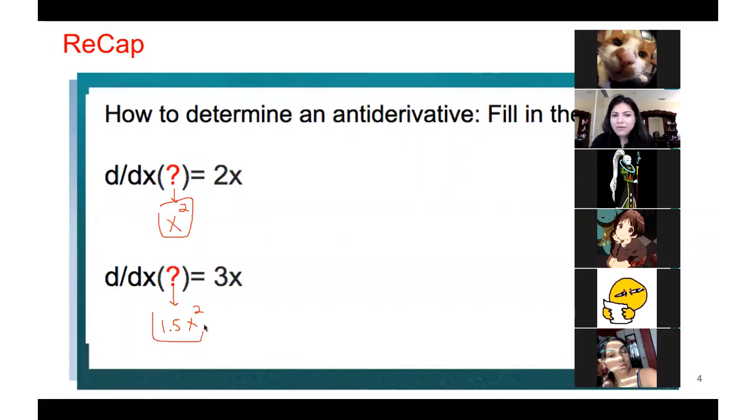And how you test that out, like testing if your antiderivative is indeed your antiderivative, is you check it by taking the derivative of your antiderivative. So what I mean by that is you bring this 2 down, subtract by 1.